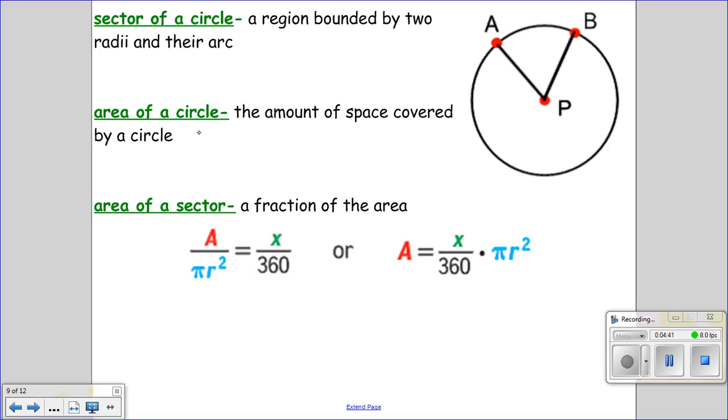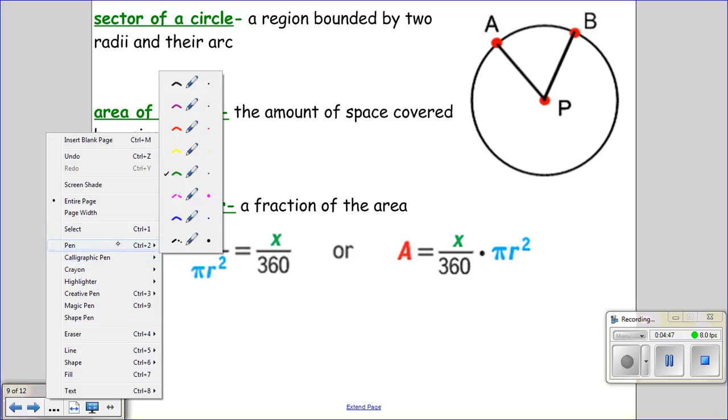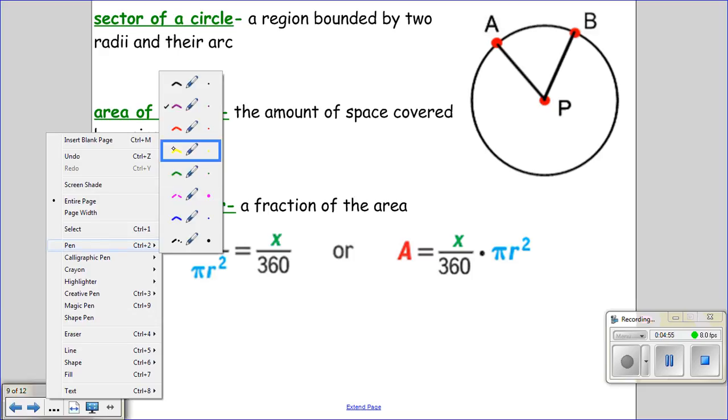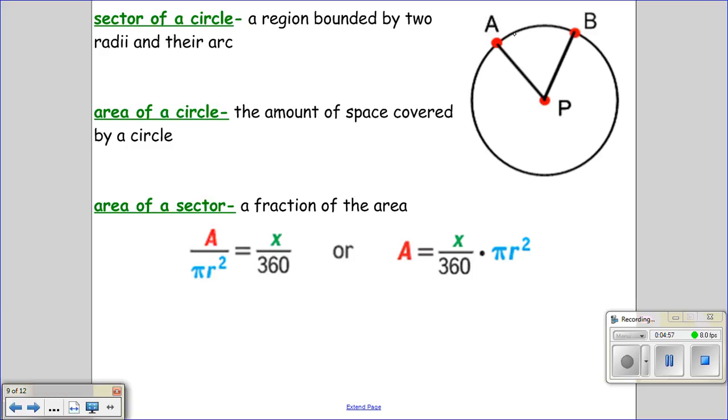The sector of a circle is a region bounded by two radii and their arc. So think of a sector as a pizza slice. So this entire slice formed by radii AP and BP form that sector in the yellow that I shaded.